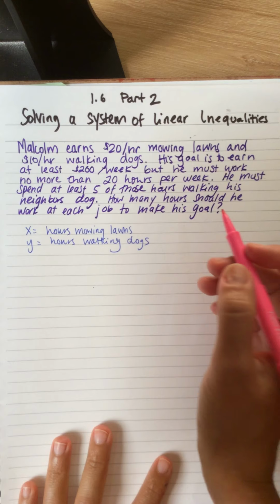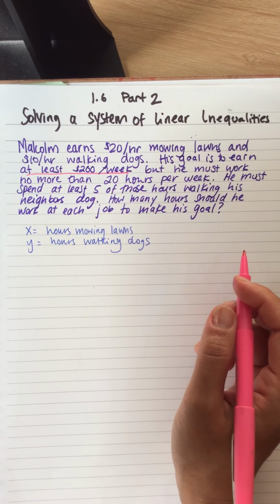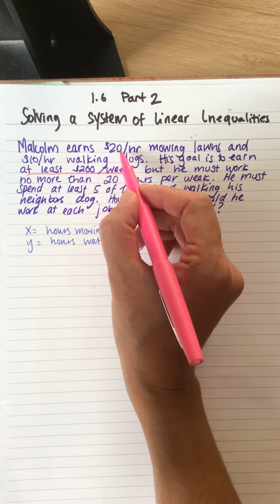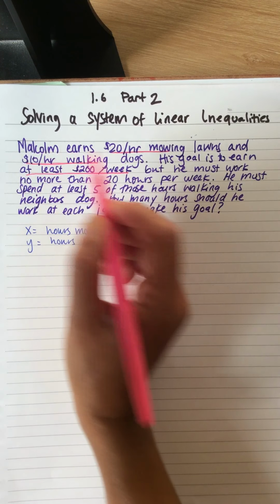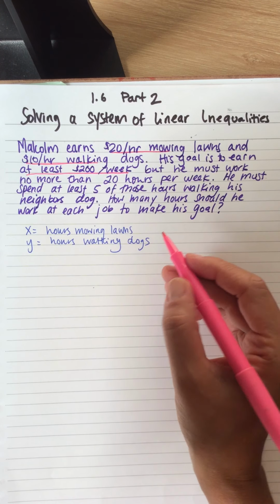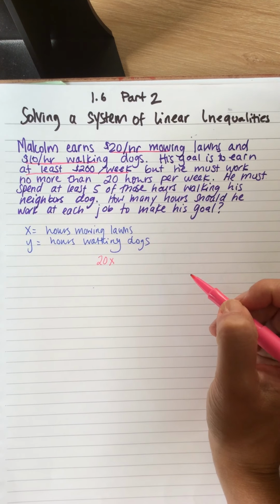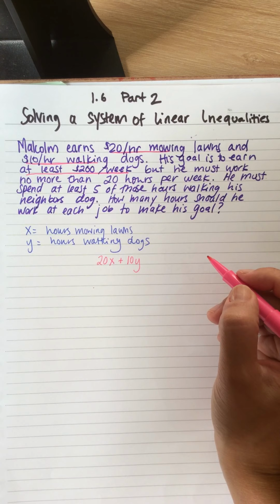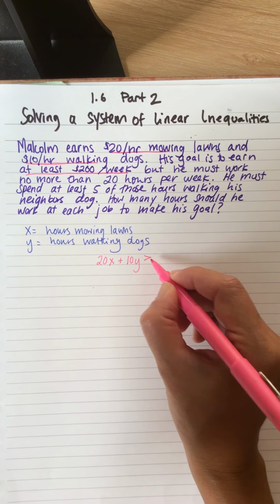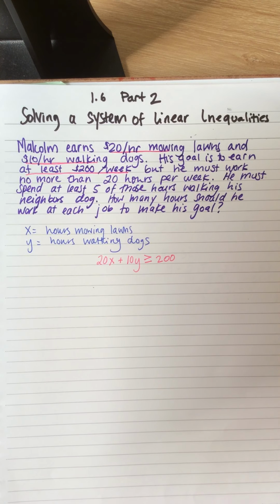He wants to earn at least $200 a week. So how are we going to write that down? Well, we know he's going to earn those $200 a week from mowing lawns at $20 an hour, and then also from walking dogs for $10 an hour. So if I take those $20 and multiply it by X, the number of hours he mows lawns, and I add the $10 an hour he makes from walking dogs times the number of hours he walks dogs, he wants that to be greater than or equal to $200 each week. So there's the first inequality.